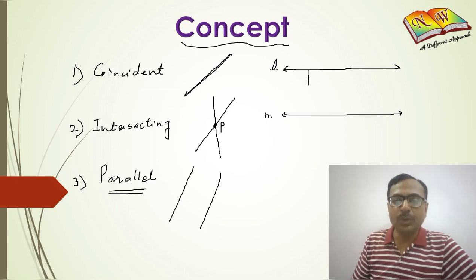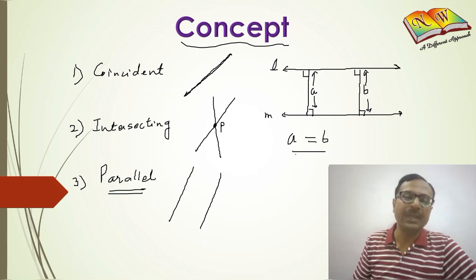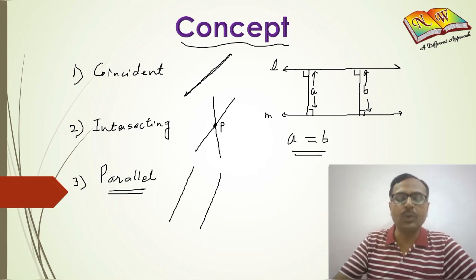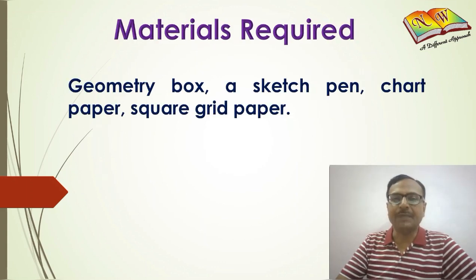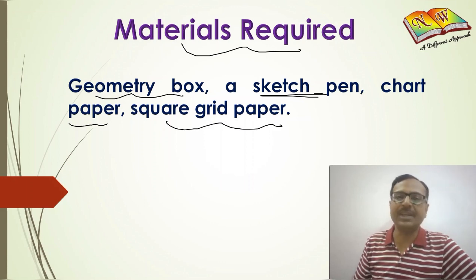I mean, if you draw a line like this making an angle of 90° here and 90° here, then this distance A, and if you draw another line anywhere else like this making an angle of 90° with both L and M, and this distance B, then the two distances A and B are always going to be equal, and that is the property we are going to verify in this particular activity. The materials required to perform this activity include a geometry box, a sketch pen, chart paper, and square grid paper. Let's perform this activity of parallel lines now.